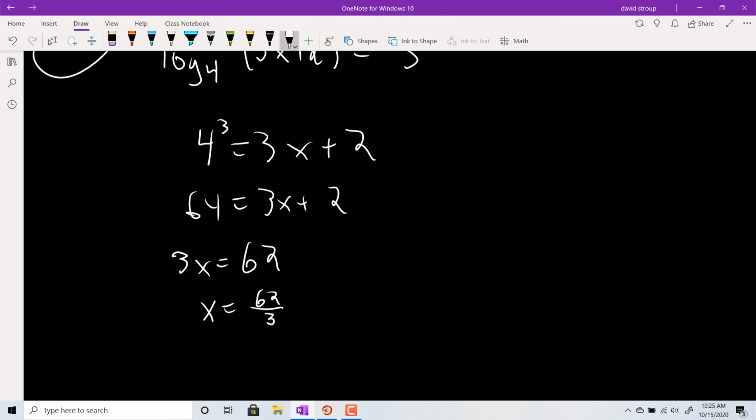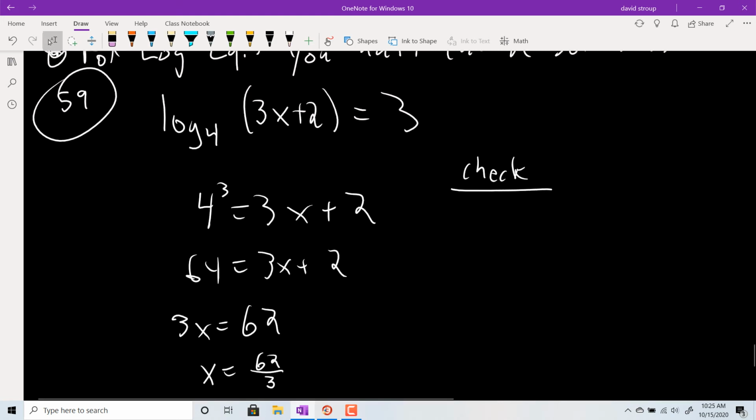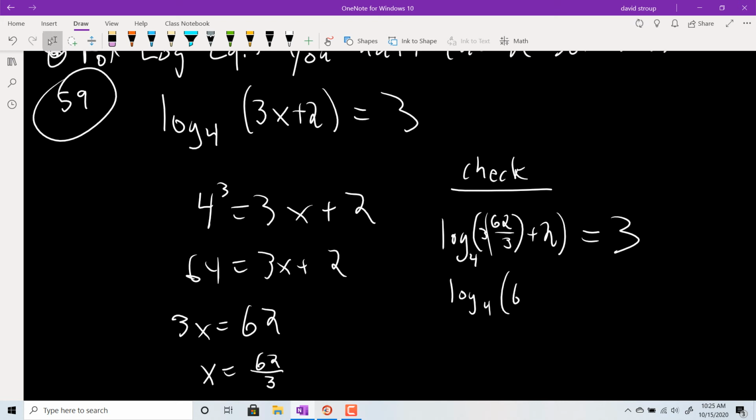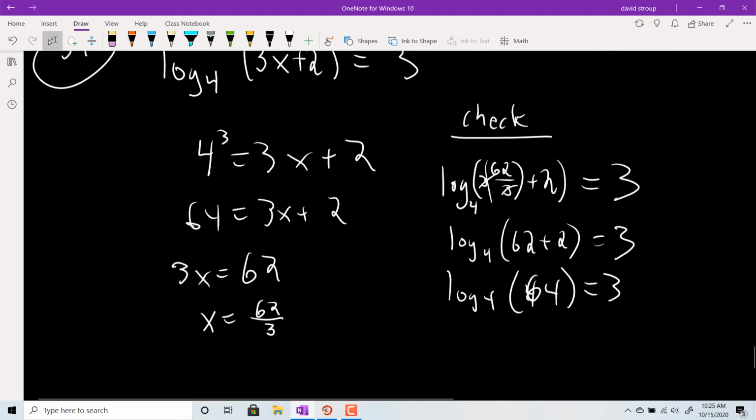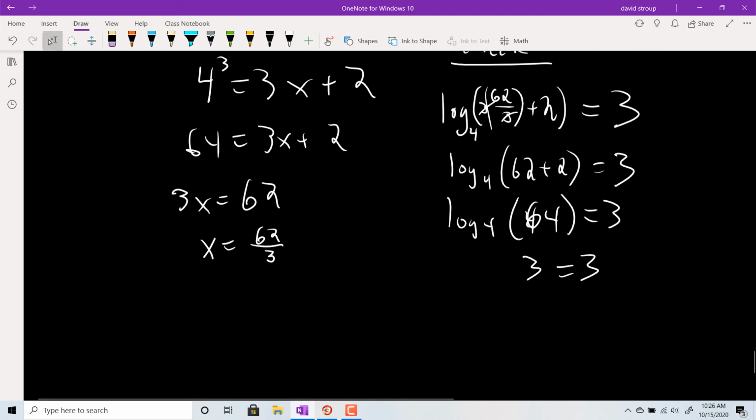Okay, then we have to check the answer. And to check it, you have to put it into the original logarithm. We're worried about having a result of a negative inside of a log, right? That's what we're watching out for. So anyways, 3 times 62 over 3 plus 2, we want that to be 3. It's log base 4 of 62 plus 2. The 3's cancel in this multiplication. Log base 4 of 64. 4 to what power equals 64? Well, that's 3. So this one works. So therefore, that is our solution.